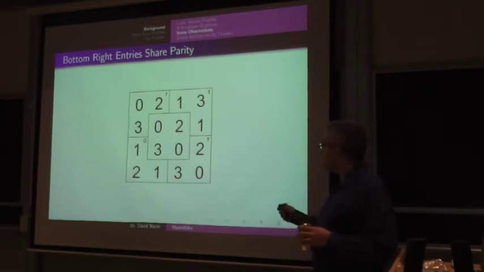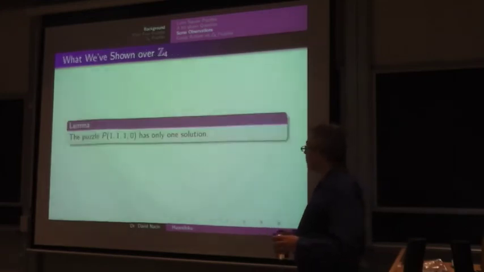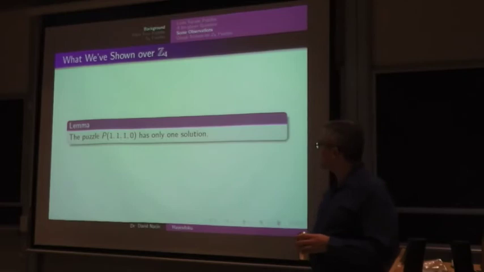So notice that I didn't get to make any choices. This was completely determined by the entry. So we know the solution is unique. I didn't have to break it down into cases. I was able to get this solution directly from the parity map. So I've shown that the puzzle only has one solution.